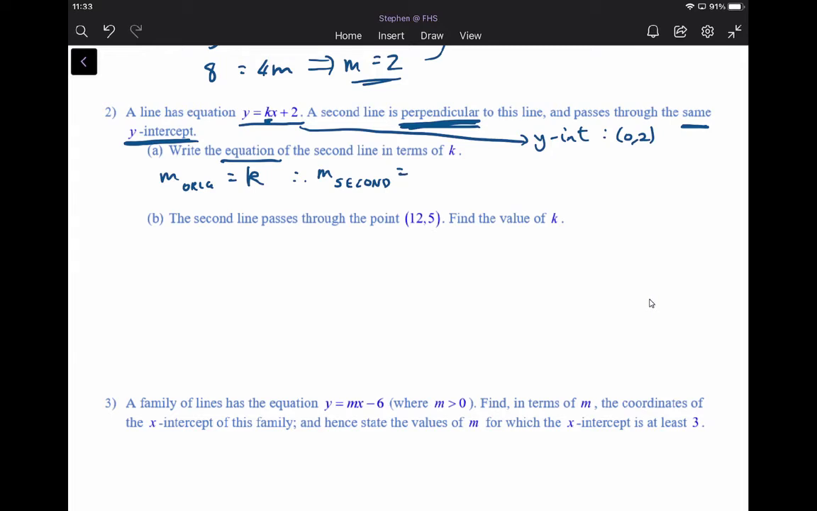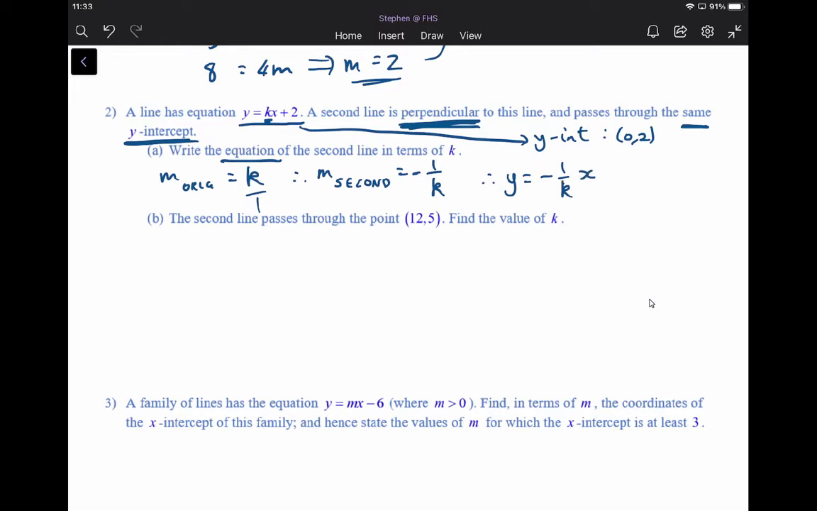perpendicular. Remember what that means? Flip the fraction, flip the sign. So we have k over here, which really is just k over 1. So flipping the fraction, it becomes 1 over k, and it's positive, so you flip the sign, and it becomes negative. So what we have is our second line has a gradient of negative 1 on k. So therefore, its equation is y equals negative 1 on kx.